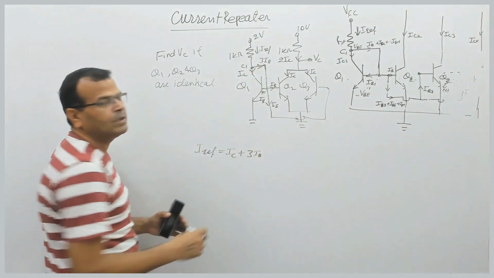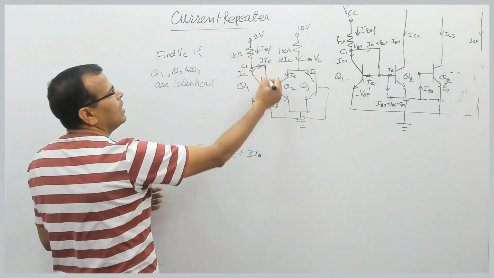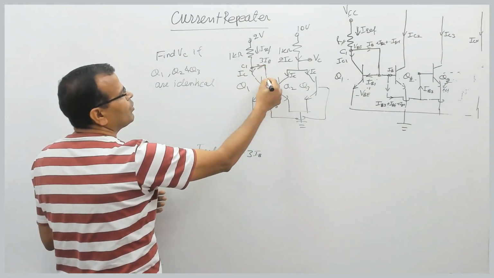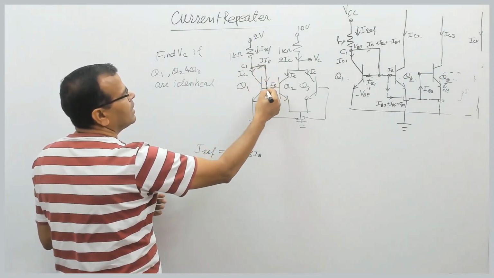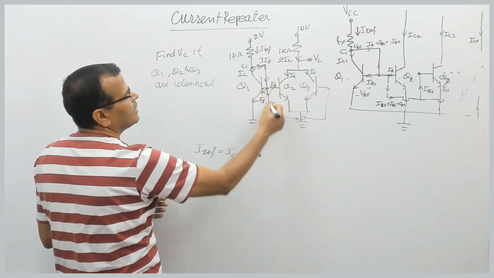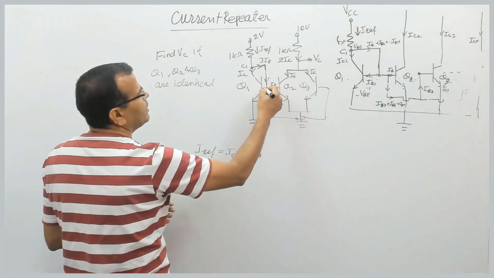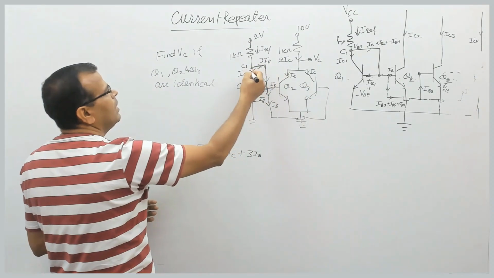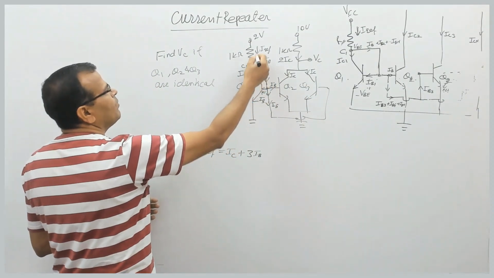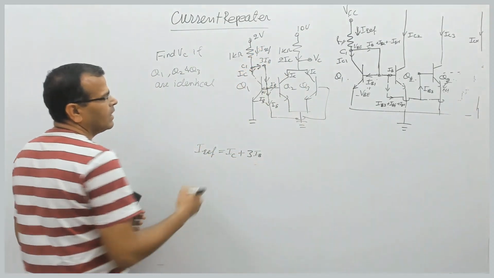I repeat, I am simply applying KCL at this node. If you apply KCL at this node, what will be the current on this side? This current plus this current plus this current. This current is the base current of this. This is IB, this is IB, so the current here is 3IB. So if it is IC and 3IB, what will be this current? This current plus this current, that is what you have.